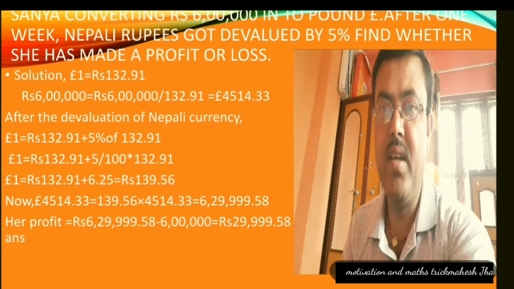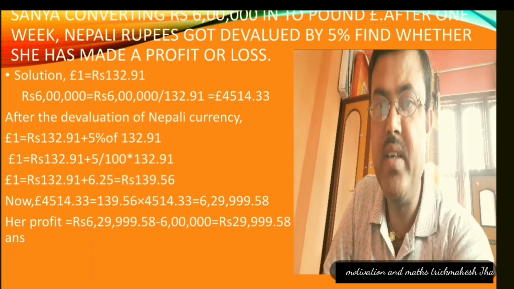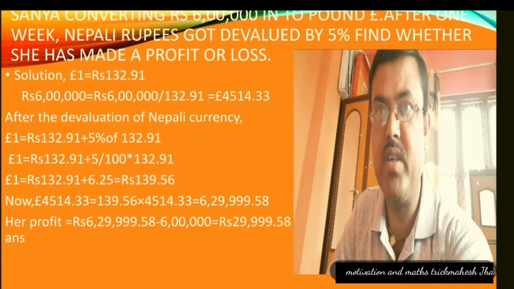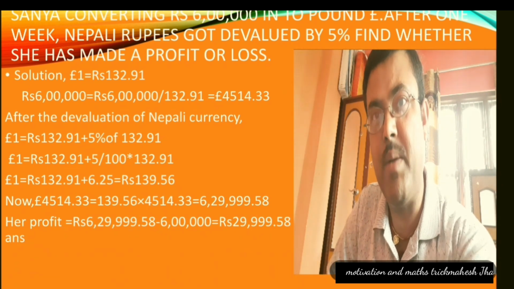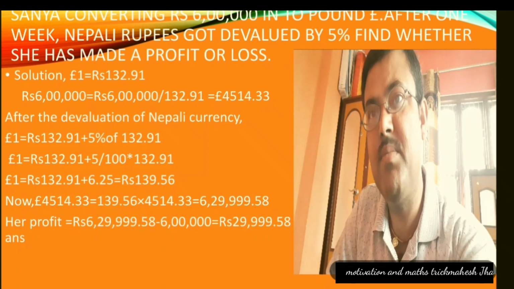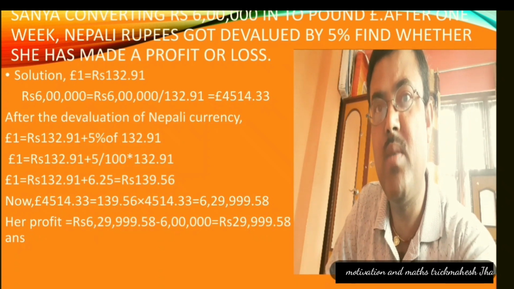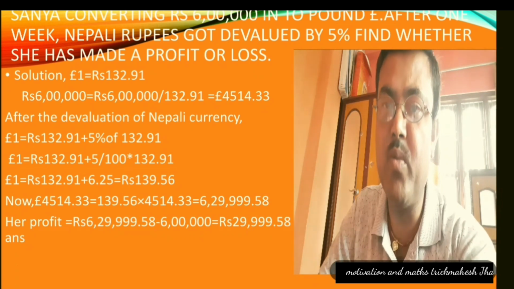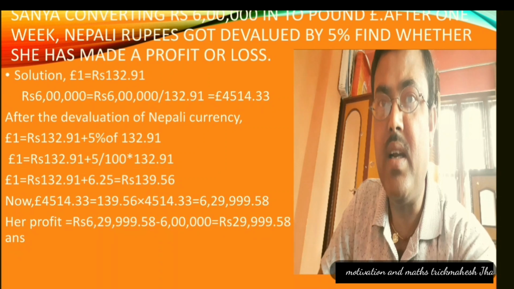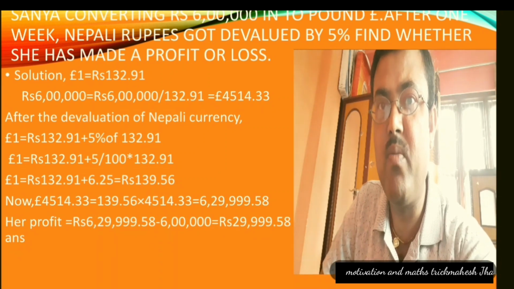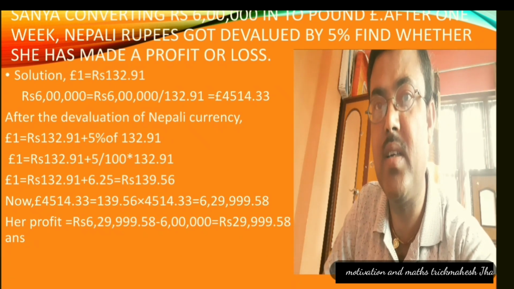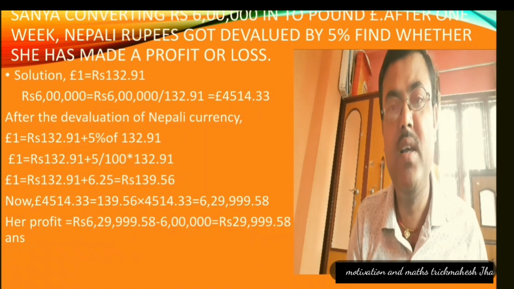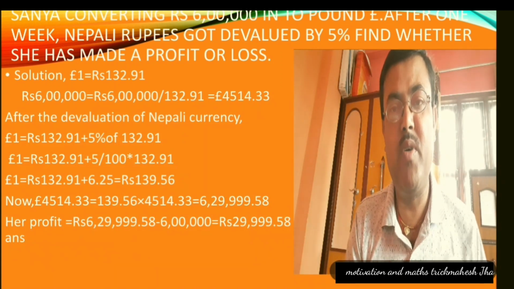Money exchange. Here one problem related to devaluation is given: Sania converted rupees 6 lakh into pound sterling. After 1 week, the Nepali currency becomes devalued by 5%. Find whether she has made a profit or loss. 1 pound sterling equals rupees 132.91 is given. Now we have to convert rupees. Rupees 132.91 equals 1 pound. It means rupees 1 equals 1 divided by 132.91. And now how many pounds do we have to convert?